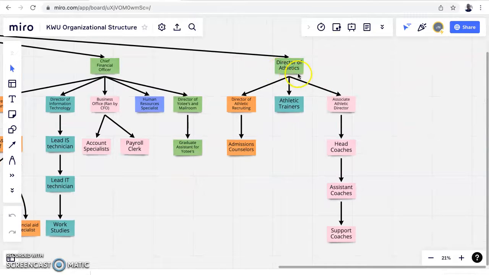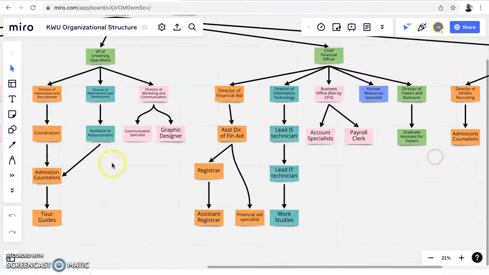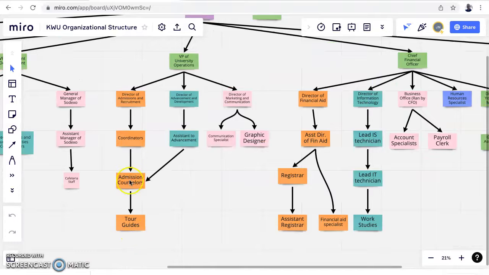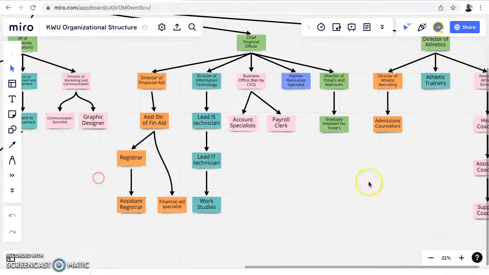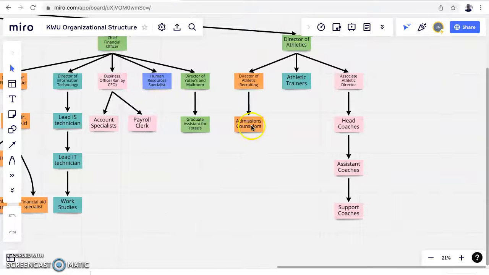And the last VP would be the VP of Athletics or Director of Athletics. He's got his director below him. We got athletic recruiting. He's got a director for that. And the admissions counselors, these are the same admissions counselors that the VP of University Operations oversees. So they're sort of under two areas.